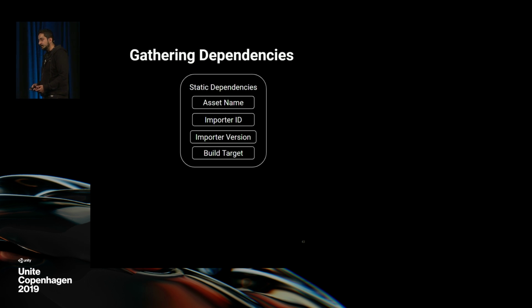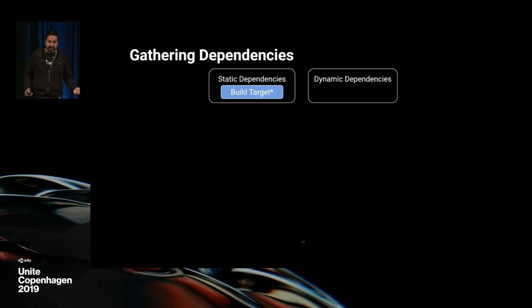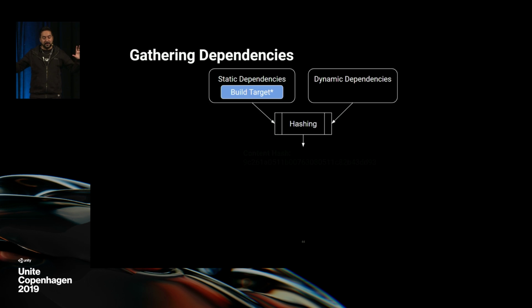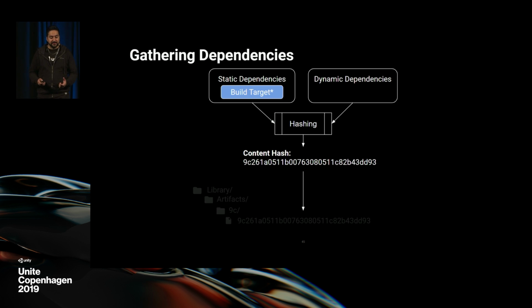We look at your file, or the files, and we have the static dependencies and the dynamic dependencies. When you switch platform, you change the build target. Okay, sure, we expect that. So what we do now is we take a hash of the static dependencies and the dynamic dependencies, and we put that together as a data stream into a single hash. We refer to that as the content hash. This hash actually becomes the name of your file.